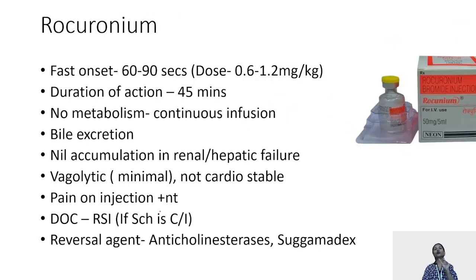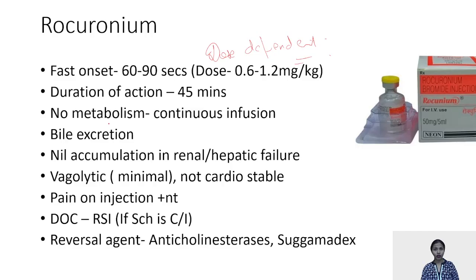Moving forward to rocuronium. I've already told you one of the conditions in which rocuronium is used, that is RSI, rapid sequence intubation. If succinylcholine is contraindicated, then this is the drug of choice, that is rocuronium. It has a fast onset of action, 60 to 90 seconds, depending upon the dose. Rocuronium's action is dose dependent. If given at a higher dose, the onset will be faster.